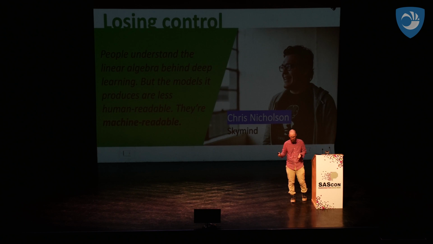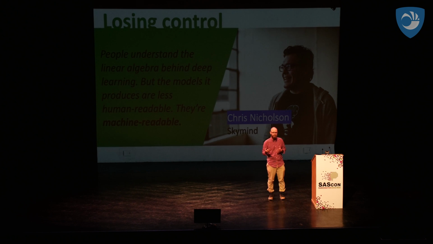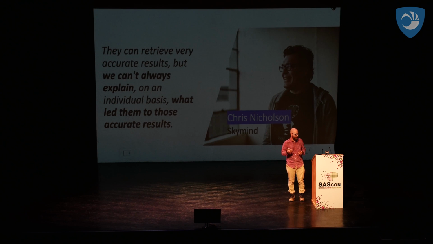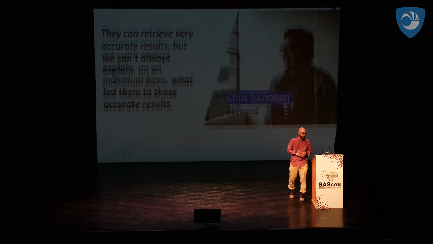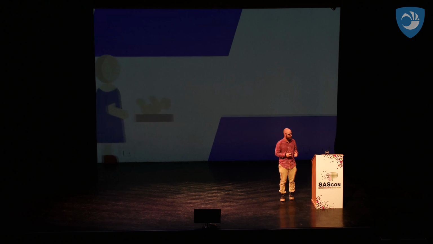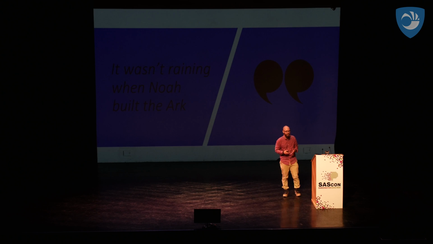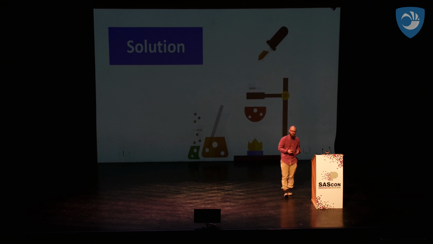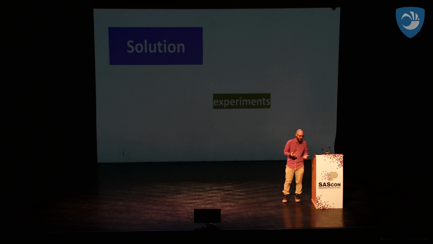And Chris Nicholson from SkyMind mentioned something that's really important: that the problem with machine learning algorithms is that we can't really reverse engineer them. We can't really understand the models they produce. What's actually important is that the results they produce are very accurate, but we can't explain why. So as you can see, change is inevitable. And as we may say, to somehow create an interesting quote, it wasn't really raining when Noah built an ark. So we're in the moment when reverse engineering is no longer an option for us. So the only solution to move forward with what we see in search is to create SEO experiments.